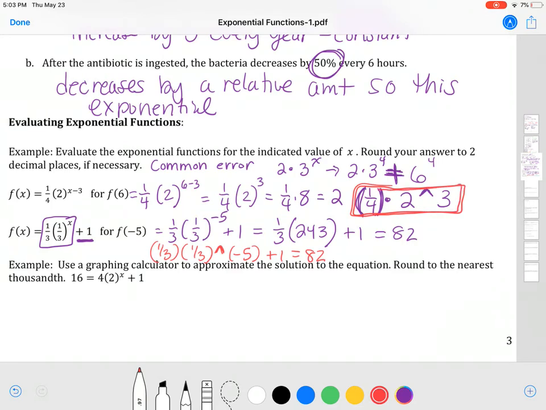So you want to make sure when you're putting in a -5 that you don't use the subtraction button, or it's going to give you an error message. Make sure you actually use the negative button that's down at the bottom of your calculator, not the subtraction button.